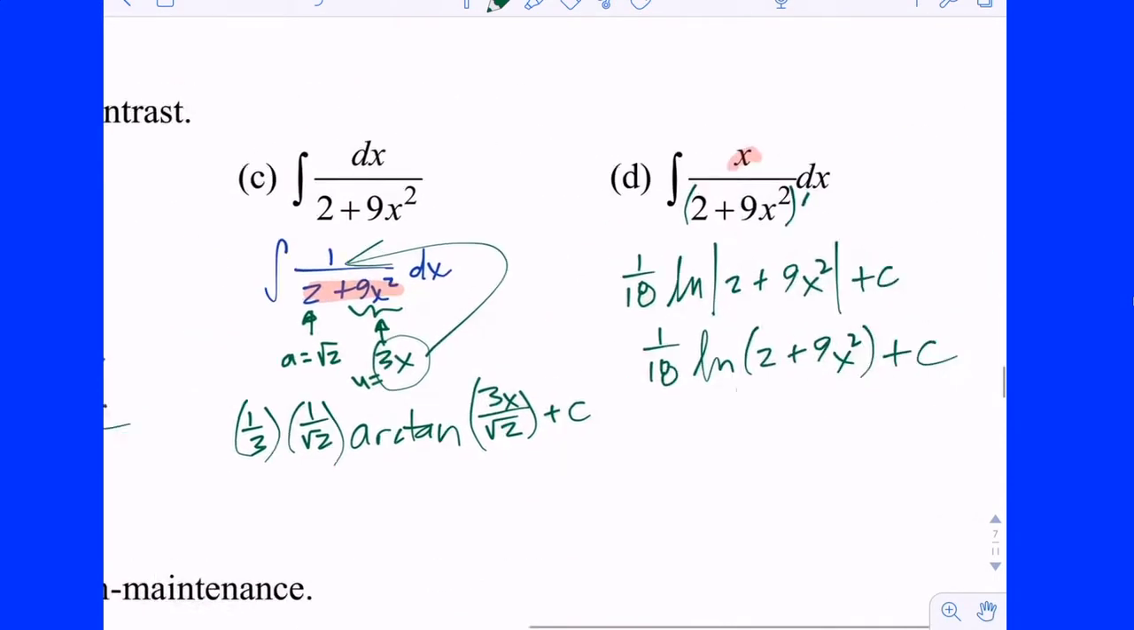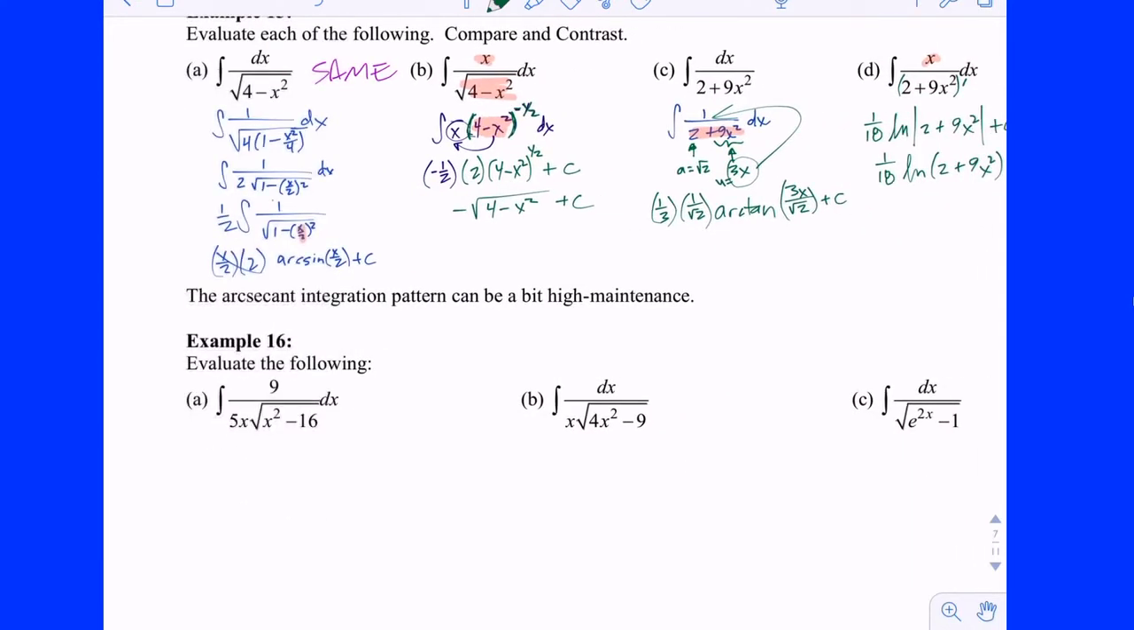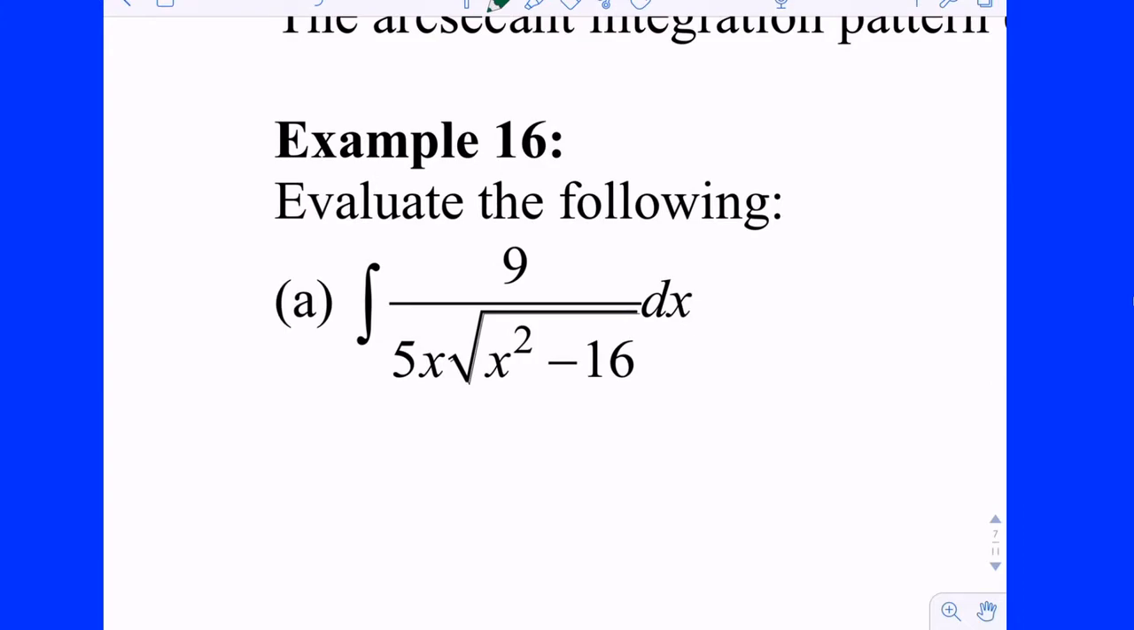All right. Compare and contrast. It's good to see things that are similar but different, right? Different methods. And really all it is is the presence or lack of the presence of a single x, a single factor. All right. The arc-secant integration pattern can be a bit high maintenance, like diva ladybugs. All right. Evaluate the following.